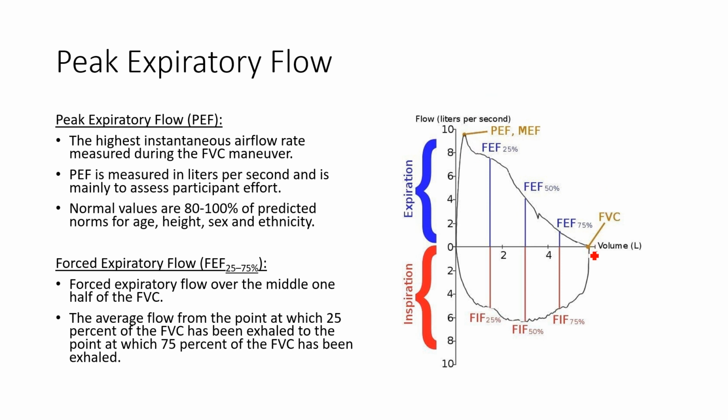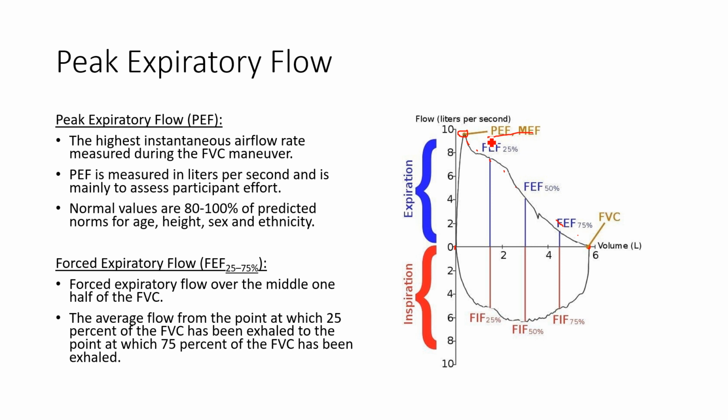Again, they breathe in all the way here, and then they begin to breathe out, and we measure the volume being breathed out during that interval, and we look at the flow rate changes over time. Now, the top part of this, the peak flow, the value for that would be the peak expiratory flow. What is a peak? The highest instantaneous airflow rate during the FVC maneuver.